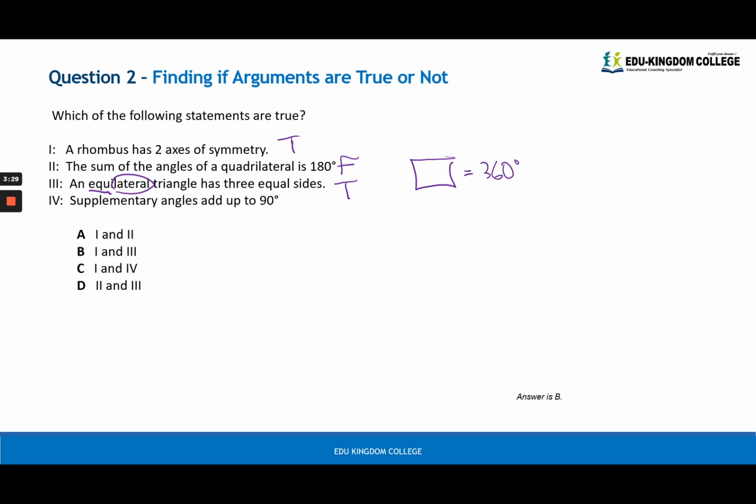Supplementary angles add up to 90 degrees is false. Supplementary stands for straight, S for straight angle. So that's 180 degrees. 90 degrees is complementary. Okay. So which ones are true? Well, you can see we have I and III, which is option B.